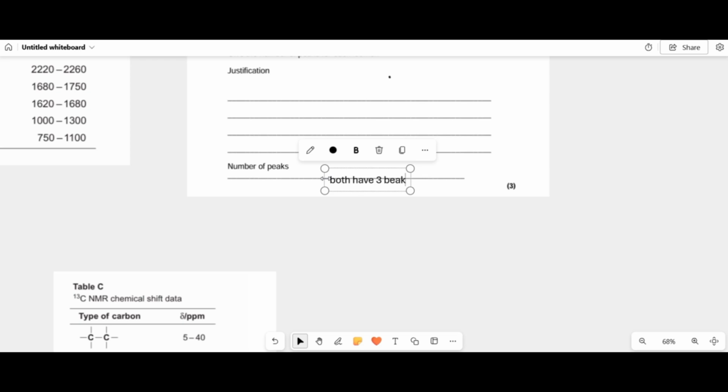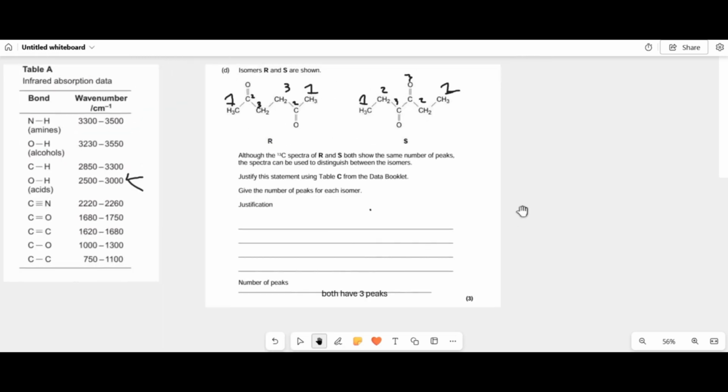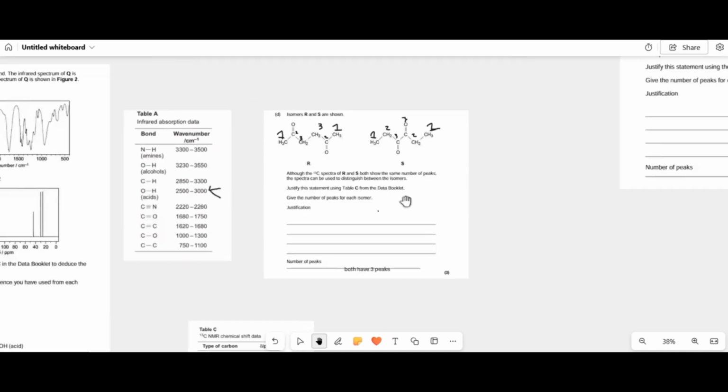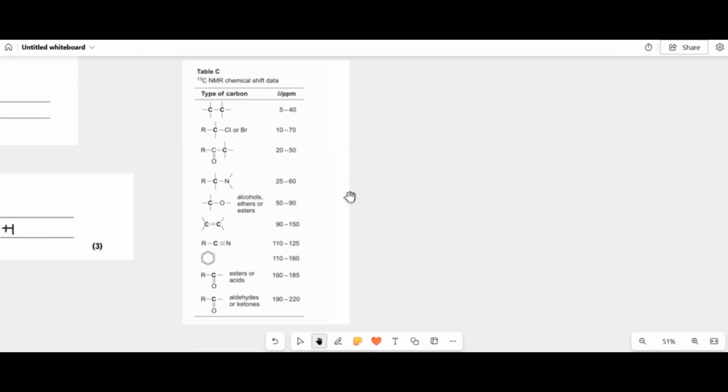Alright, safe. What am I writing, bro? Peaks, yeah? Alright, cool. So that's going to be 3 peaks here. Now you need to look at the justification. I like it when they use those words, yeah? Justification, yeah? Alright, cool. Alright, we need to chill out, okay? Let's look at our little thing here.